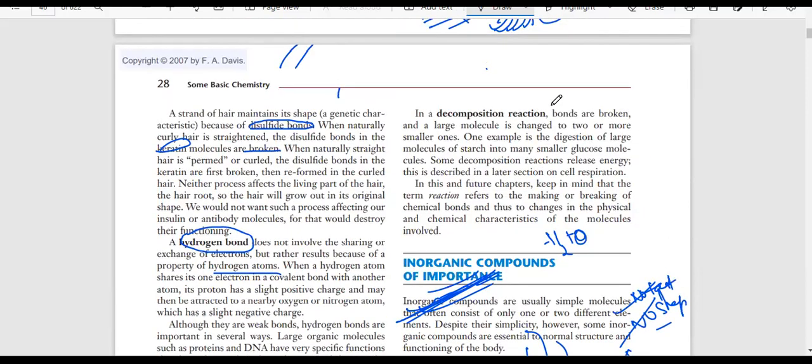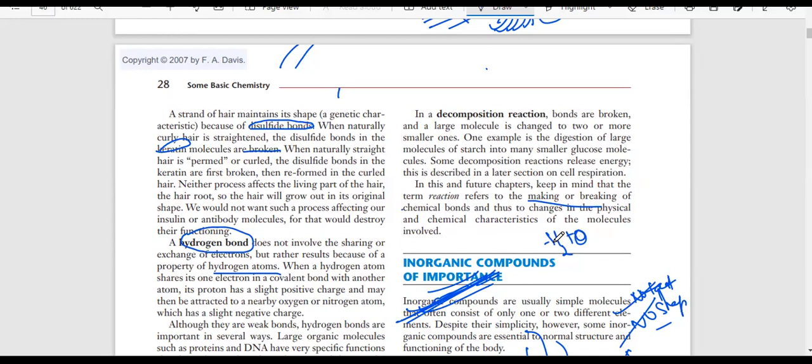What is a decomposition reaction? Bonds are broken and large molecules change into two or more smaller ones. One example is the digestion of large molecules of starch into many small glucose molecules. Some decomposition reactions release energy. This is described in a later section on cell respiration. In this and future chapters, keep in mind that the term reaction refers to the making or breaking of chemical bonds, and thus to change in the physical and chemical characters of the molecules involved.